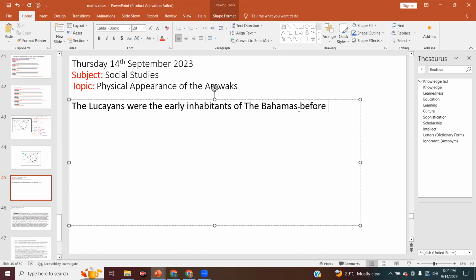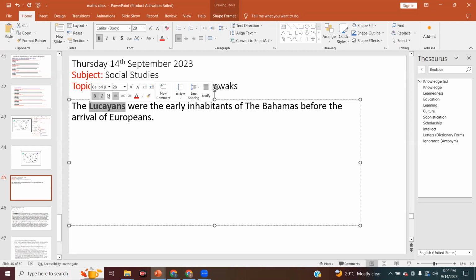Before the arrival of Europeans. So the Lucayans were here before Christopher Columbus came here, before the Europeans came here and took over. The Lucayans were here first, all right? So they are the early inhabitants of the Bahamas.